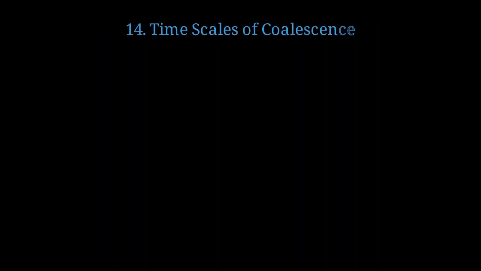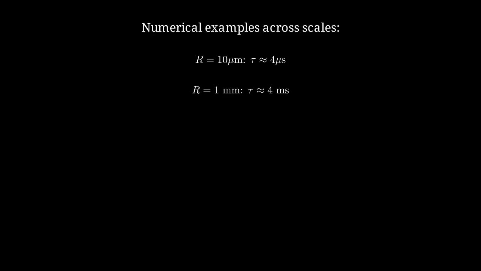Coalescence happens across an enormous range of timescales. The characteristic coalescence time equals the square root of ρ R cubed over gamma. Let's look at numerical examples across different scales to see how fast this really is. For a 10 micrometer droplet, coalescence takes about 4 microseconds. For a 1 millimeter droplet, it takes about 4 milliseconds. And for a 1 centimeter droplet, about 40 milliseconds.